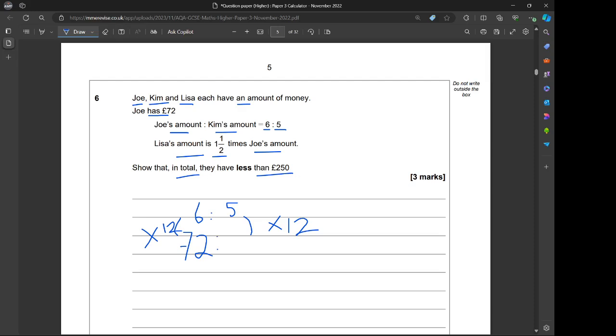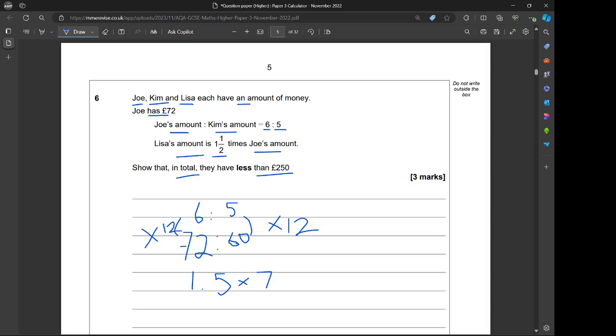So it's going to be 50 to 60, okay. So Kim gets £60, Joe gets £72, okay. Lisa gets 1.5 times Joe's amount. Thank you, Olivia, for liking it. So we do 1.5 times 72.